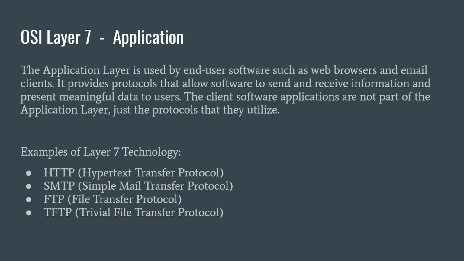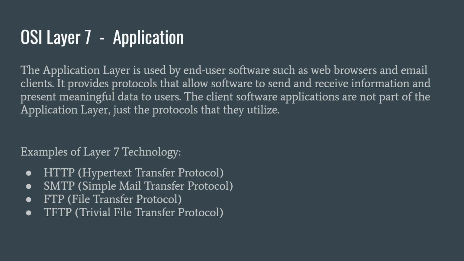The seventh and last layer of the OSI model is the application layer. The application layer is used by end-user software such as web browsers and email clients. It provides protocols that allow software to send and receive information and present meaningful data to the users. The client software applications are not part of the application layer. It's just the underlying protocols that they utilize that would be considered part of the application layer.